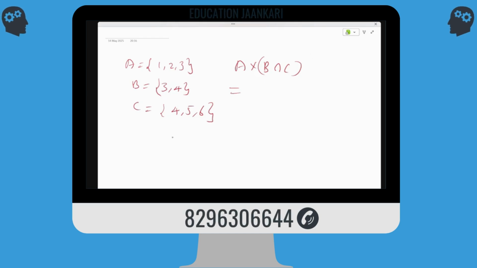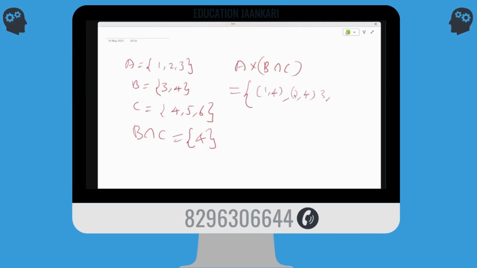Now my question is, what is A cross (B intersection C)? For that, first you write what is B intersection C. B intersection C is just 4. So what is A cross (B intersection C)? A cross {4}: (1, 4), (2, 4), and (3, 4). Very good. So I hope you understand what is meant by all these things.